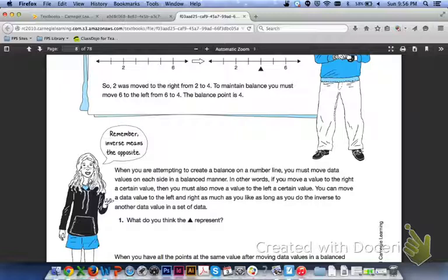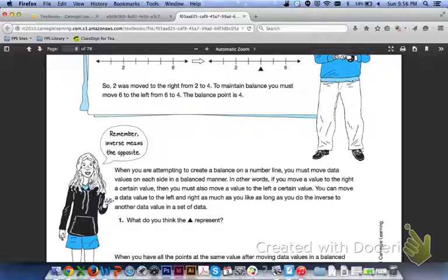Just like when we're using algebraic expressions, how do we undo something? We need to make sure that we keep things balanced when we're undoing something, so that the equation remains balanced. This is kind of the same thing. So you can move a data value to the left and right as much as you like, as long as you do the inverse to another data value in a set of data. So number 1 says, what do you think the triangle represents?